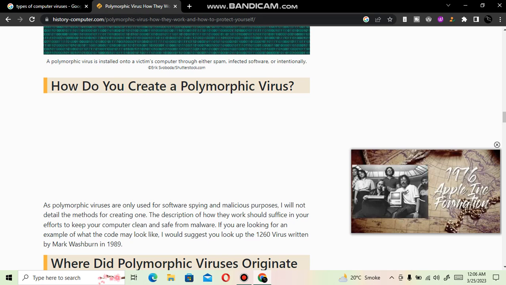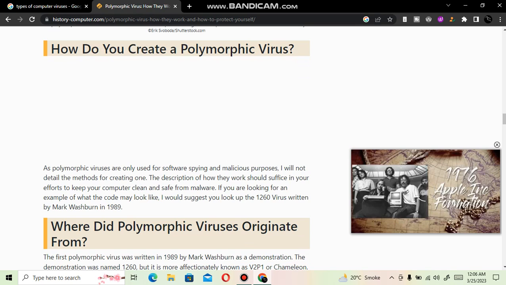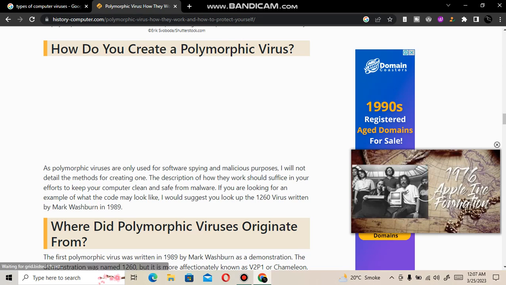How do you create a polymorphic virus? Polymorphic viruses are only used for spamming and malicious purposes, so I will not detail the method of creating one. The description of how they work should be sufficient in your efforts to keep your computer clean and safe from malware. If you are looking for an example of what the code may look like, I would suggest you look up the 1260 virus written by Mark Washburn in 1989.